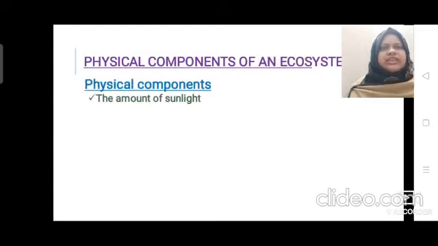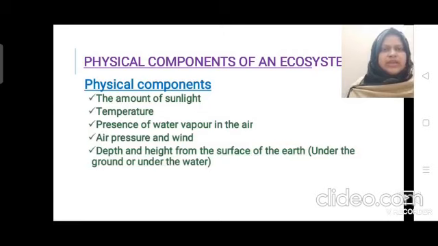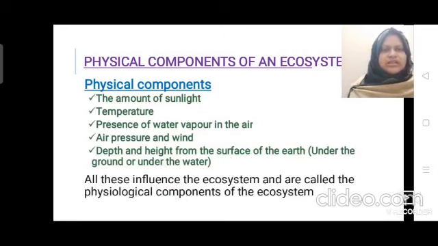Now, physical components. The amount of sunlight, temperature, presence of water vapor in the air, pressure and wind, depth and height from the surface of the earth. All these influence the ecosystem and are called the physical components of the ecosystem.